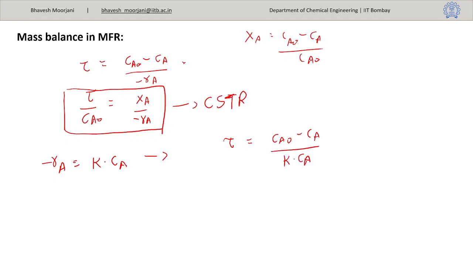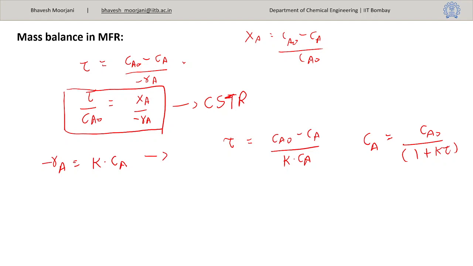And if you rearrange this, then you will get Ca is equal to Ca0 divided by, this will go this side, 1 plus K tau. Okay, so this is for first order reaction. Now similarly you can do it for second order reaction, zeroth order reaction, and then you can find a relation.